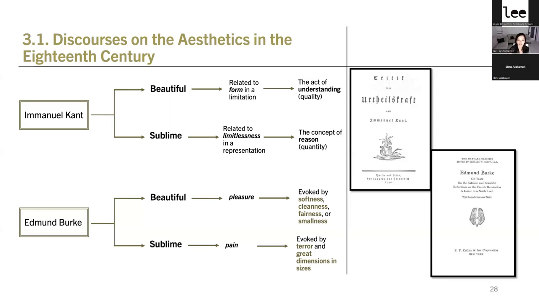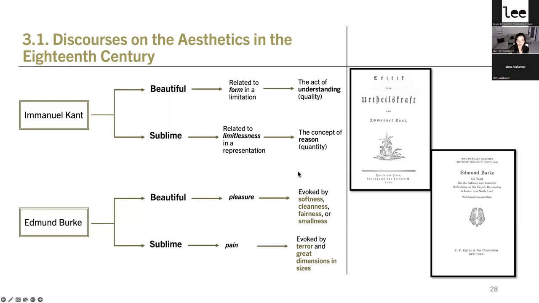Kant defined the beautiful as a way of judgment, which is universally subjective, that is neither cognitive nor logical, but totally an aesthetic phenomenon in intellect. The beautiful in this sense is more related to form in a limitation, whereas the sublime is related to limitlessness in a representation, and in the end, the beautiful is codified as the act of understanding, whereas the sublime is codified with the concept of reason, that is quantity.